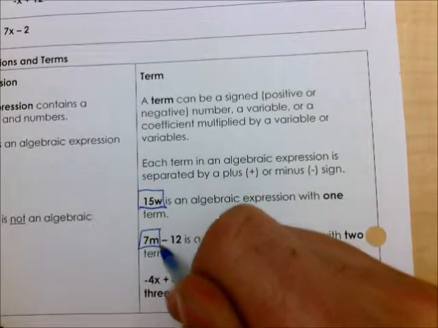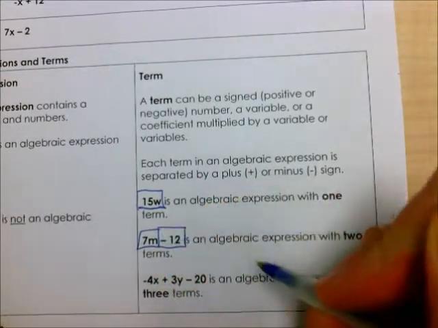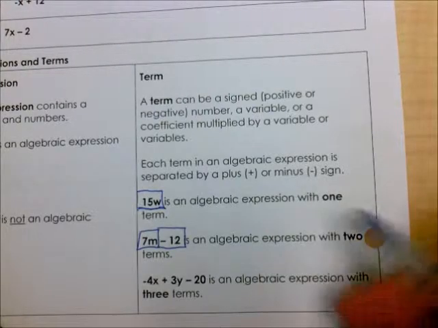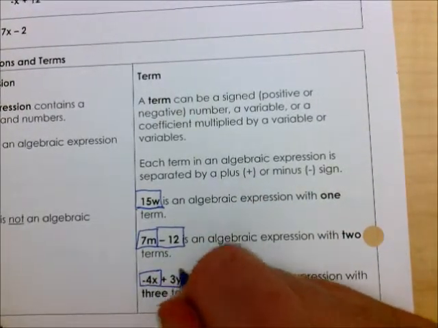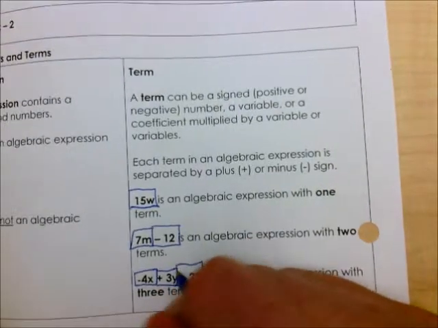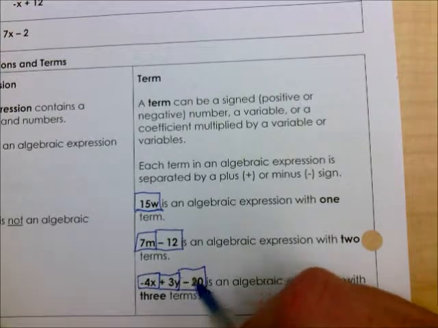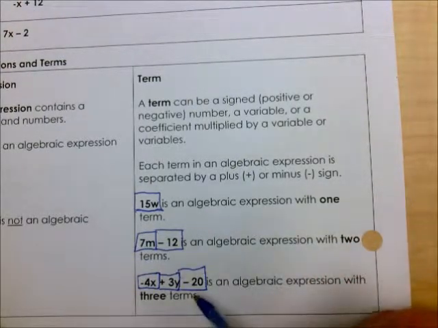All right, and I continue boxing now and I have 2 boxes, which means 2 terms. And finally, on this problem here, 1, 2, 3. Notice I'm right before the symbol. The symbol gets attached to the next number. So I have 3 terms in this situation as well.